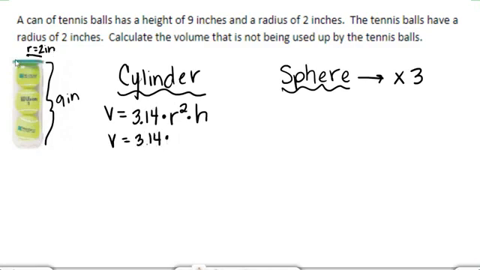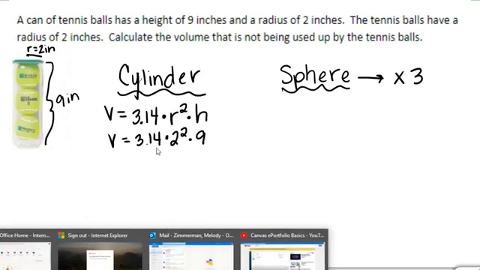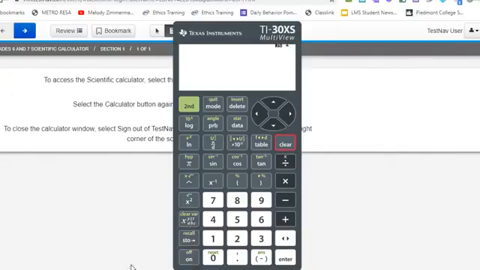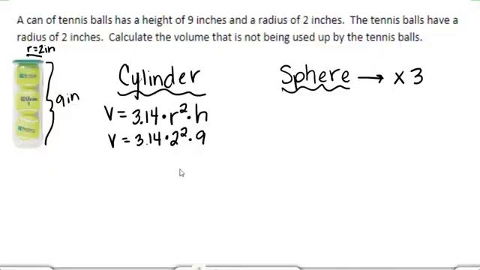So 3.14 times the radius of the can is 2, so 2 squared, times the height of the can is 9. All right, so we are going to use our calculator here. 3.14 times 2 squared times 9. And that gives us 113.04.